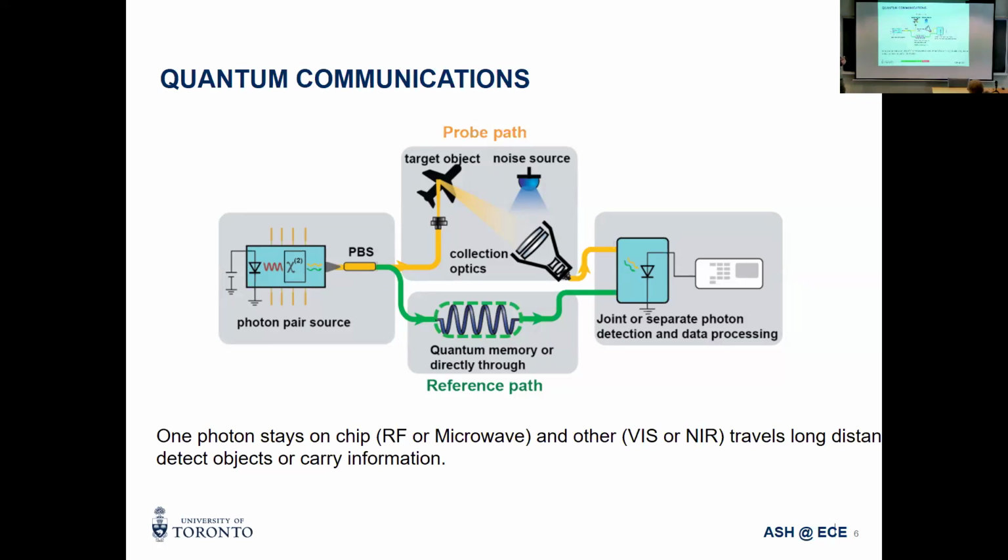I don't have any results yet, but I've started a really cool project on this, using a single ring resonator where I can generate both my microwave or RF photon and my visible or near infrared photon, all on chip.